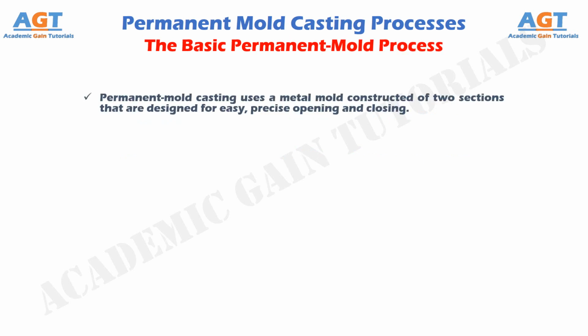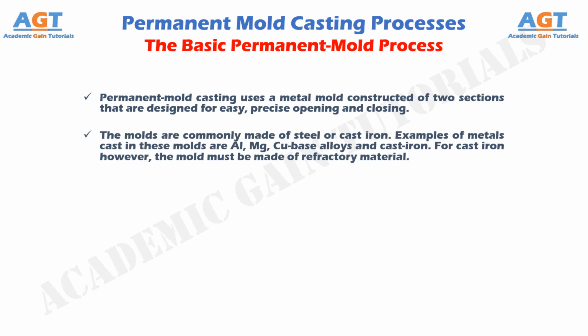Permanent mold casting uses a metal mold constructed of two sections that are designed for easy, precise opening and closing. The molds are commonly made of steel or cast iron. Examples of metals cast in these molds are aluminum, magnesium, copper base alloys, and cast iron. For cast iron, however, the mold must be made of refractory material.